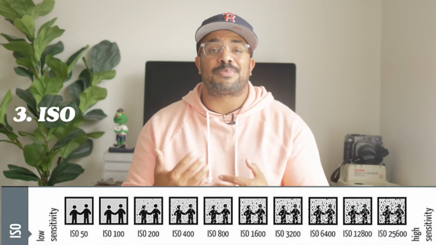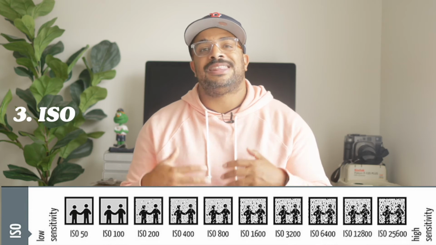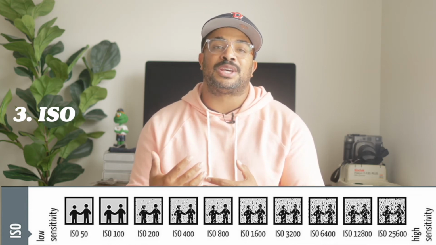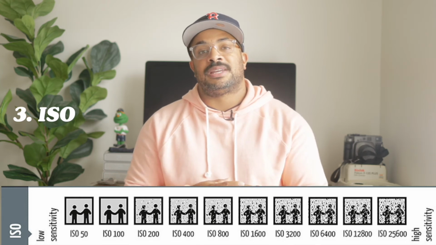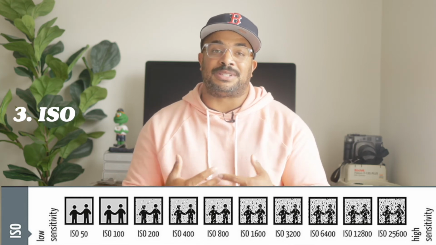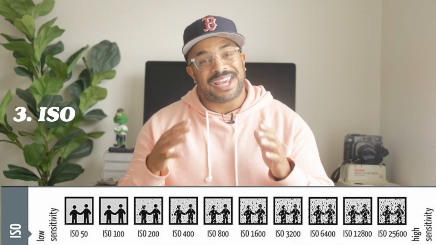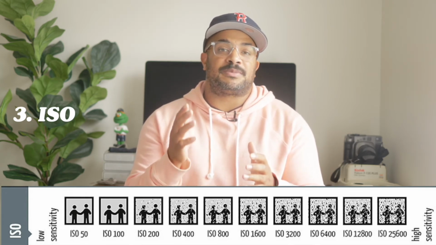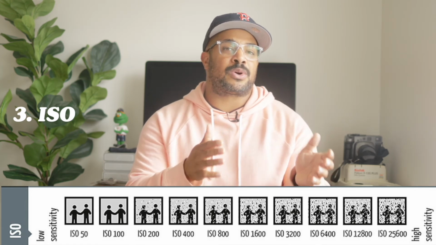ISO is the third part of the exposure triangle, and the easiest way for me to explain ISO is to remind you of the good old days where we all shot film. Now, I still shoot a lot of film today. I actually shoot a ton of film today, but I'm digressing. Do you remember the different speed films at your local camera store or drugstore?